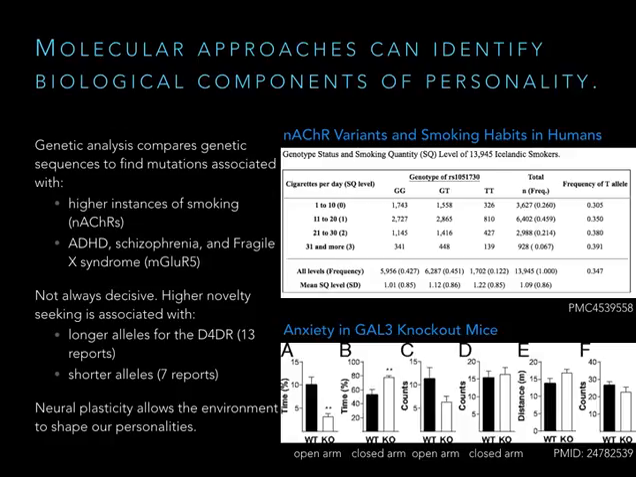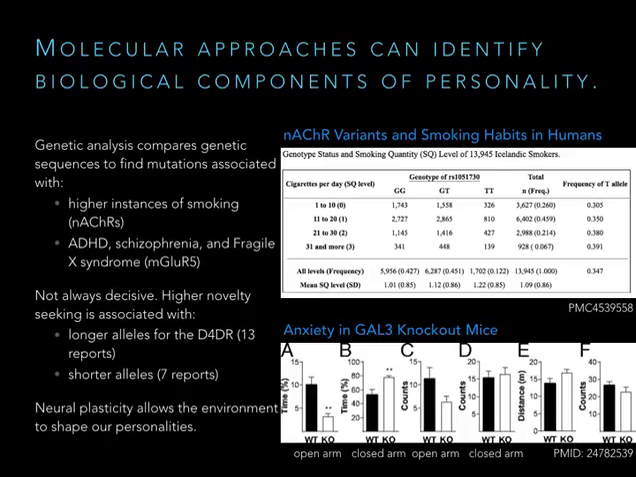Okay, you can knock out certain genes, and what we mean by that is simply remove them from the genome so they're no longer expressed. What we're looking at on the bottom there would be anxiety behaviors in GAL3 knockout mice. Okay, so a knockout mouse has one of its genes knocked out, in other words, removed from its DNA in some way.